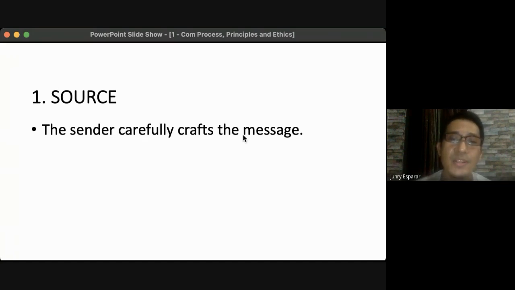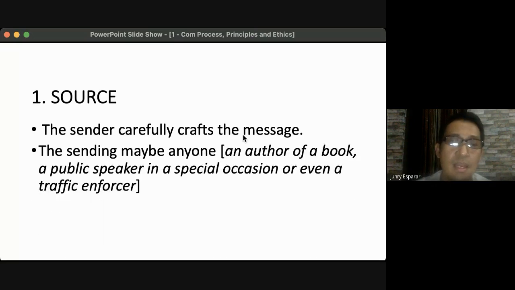But if your purpose is to make the person understand, then you will make use of simple words, simple phrases, illustrations, and hand gestures, so that the person will understand you. The sender may be an author of a book, a public speaker on a special occasion, or even a traffic enforcer. So anyone who's sending a message. If the traffic enforcer does this, it means that you have to stop, right? So these are important nonverbal cues that we have to consider, especially when we are driving.